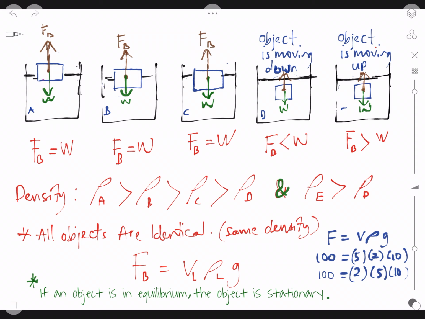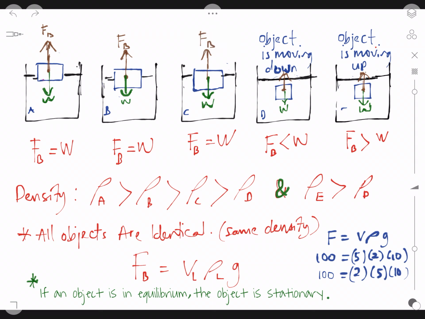So this means that the upward force, that is buoyant force, is equal to the weight of the object, the direction of the weight being downward. That's why we have buoyant force equals weight for the first situation. For this one, it is also the same. It is also stationary, which means buoyant force is equal to the weight of the object. And for the third situation, also the same. Buoyant force is equal to weight.